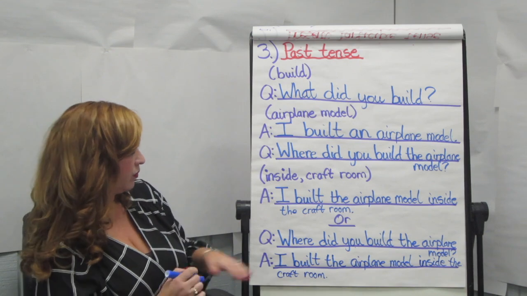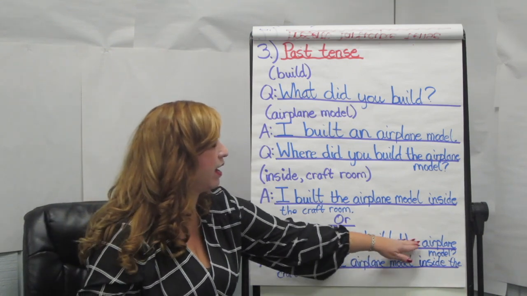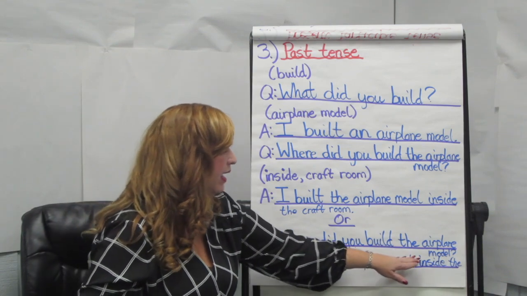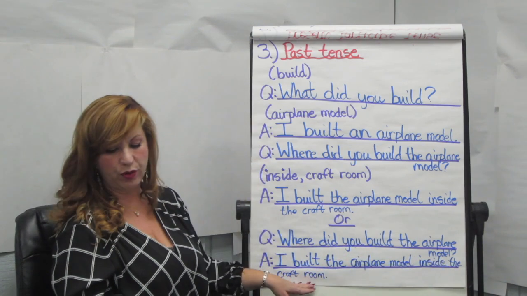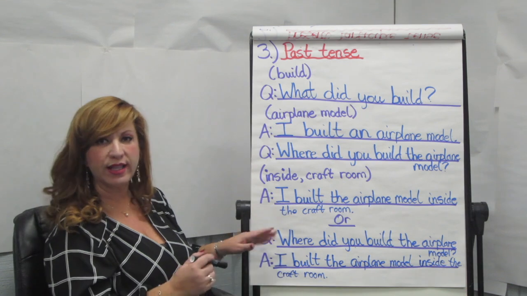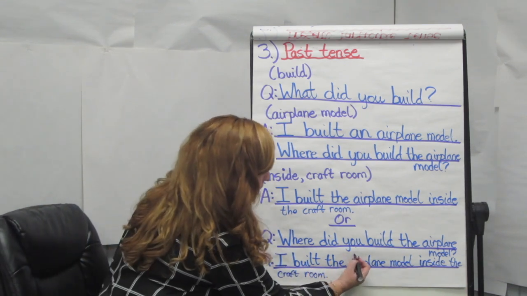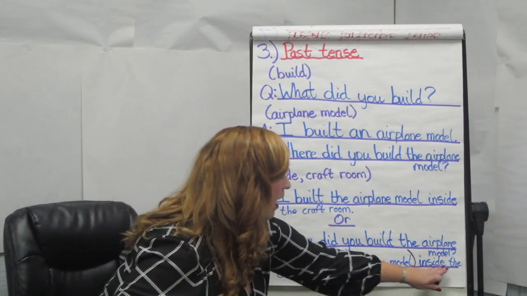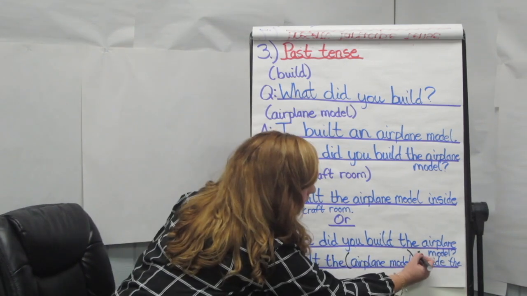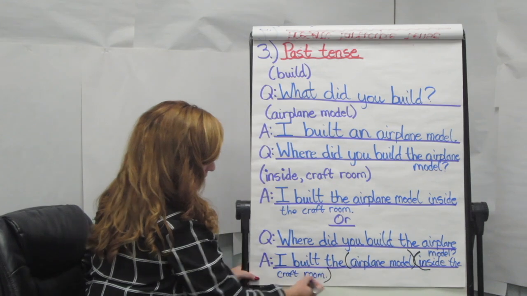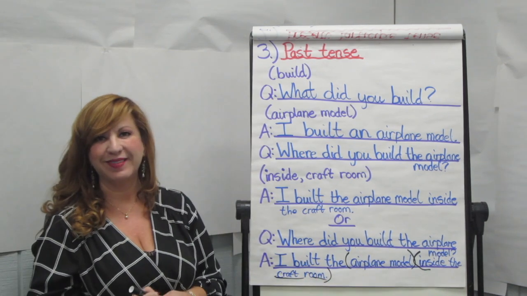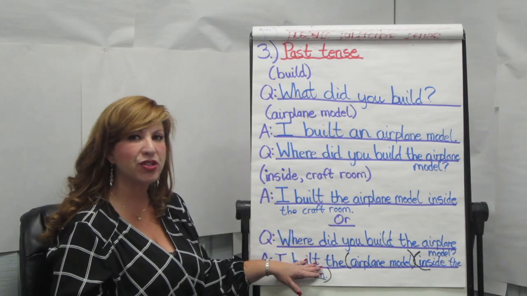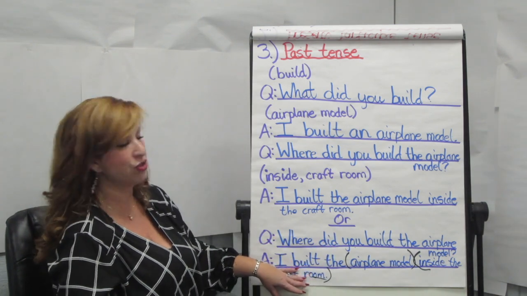So again, where did you build the airplane model? I built the airplane model inside the craft room. So again, if we look at this question, the airplane model is going to be the what. Inside the craft room is going to be the where. So here we have the combination of the what informational question and the where informational question.